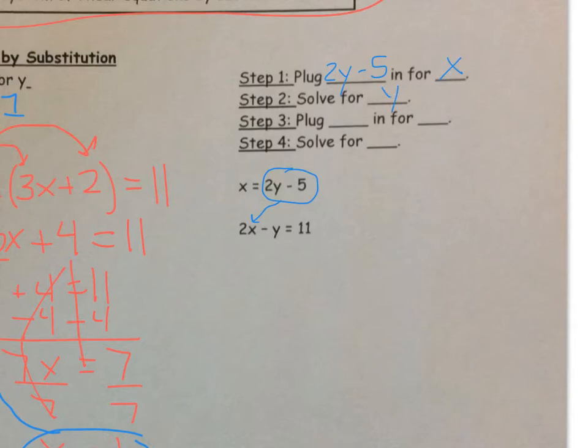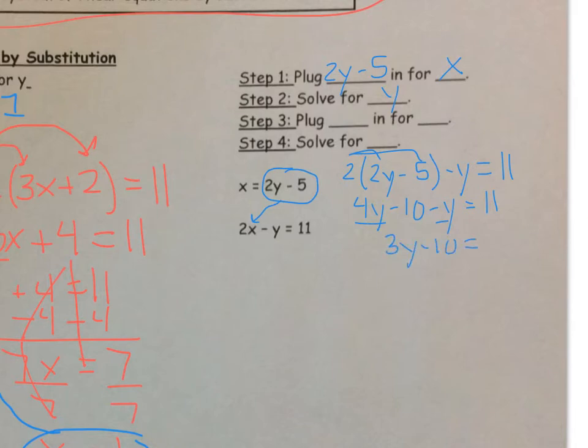Okay, so let's see what that looks like. So instead of x, we're going to put 2y minus 5. So I've got 2 times 2y minus 5 minus y equals 11. Okay, distribute. And we've got 4y minus 10 minus y equals 11. Okay, I'm going to add my y's. So 4y minus y is 3y minus 10 equals 11.